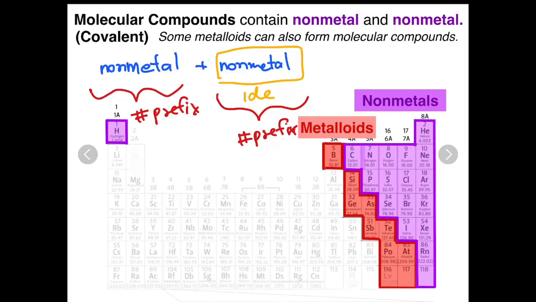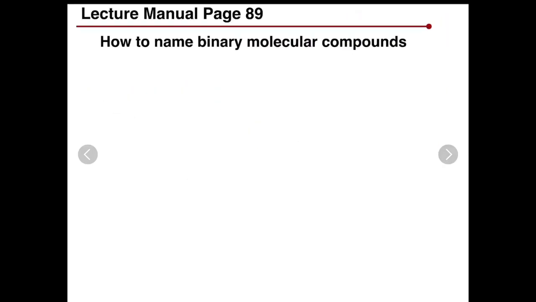Okay, so the way that you are going to name these: if the first element is, let's say, nitrogen, it is going to be named nitrogen. You don't need to change it to nitride or anything. But if you have nitrogen as a second element, that's when you need to change it to nitride. So only the second element changes its name to end with "ide." Okay, so what do I mean by that?